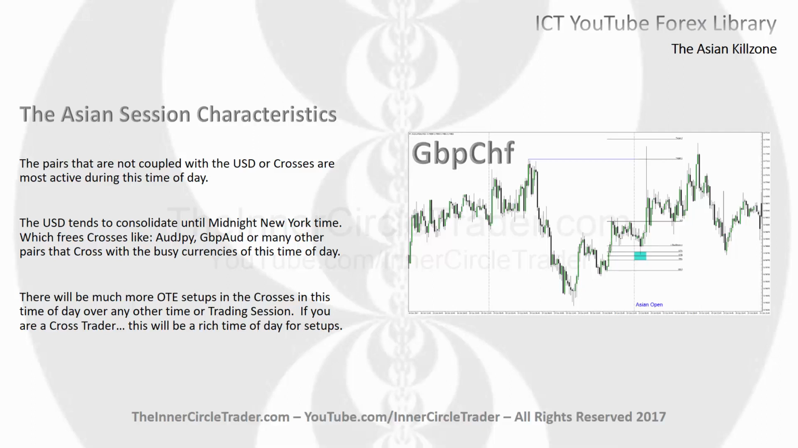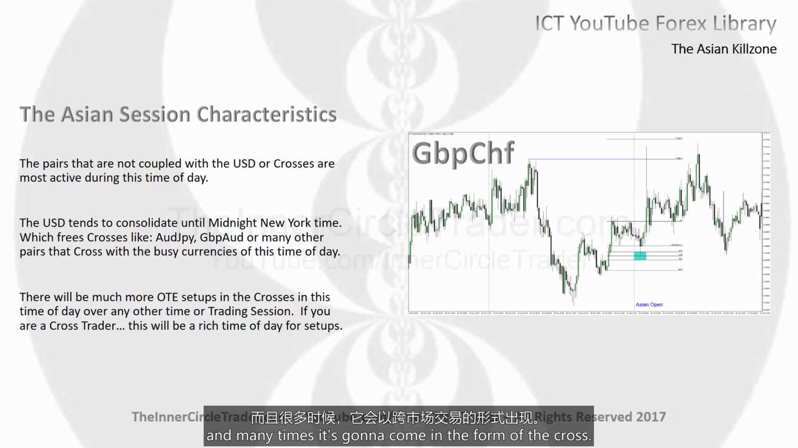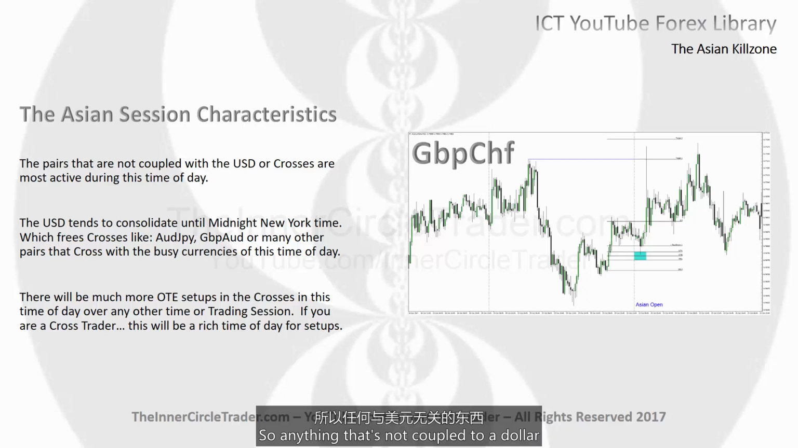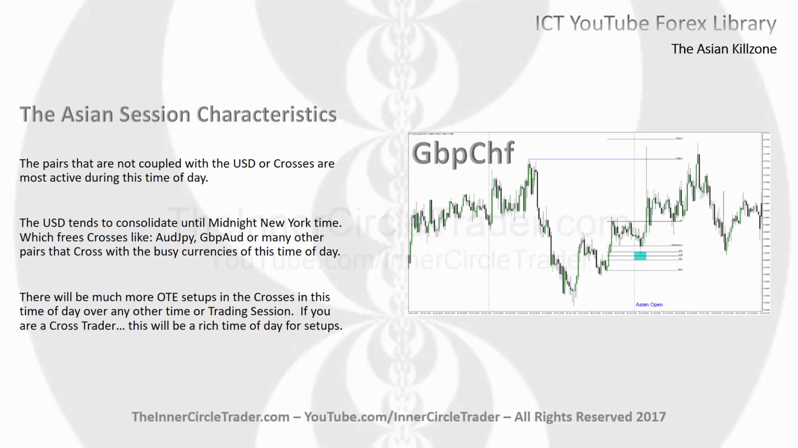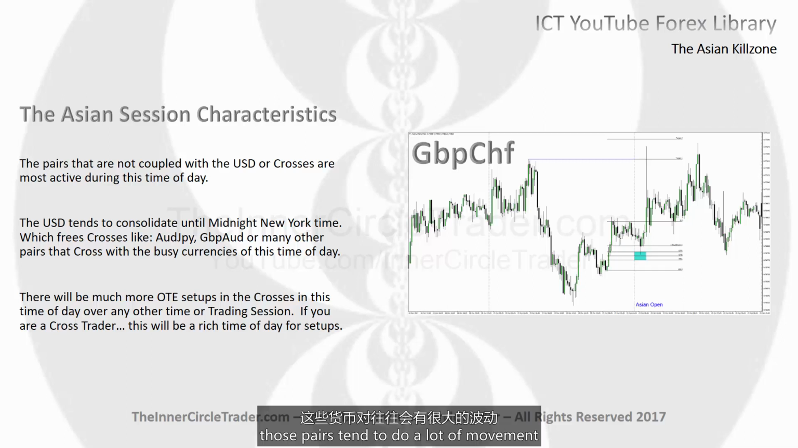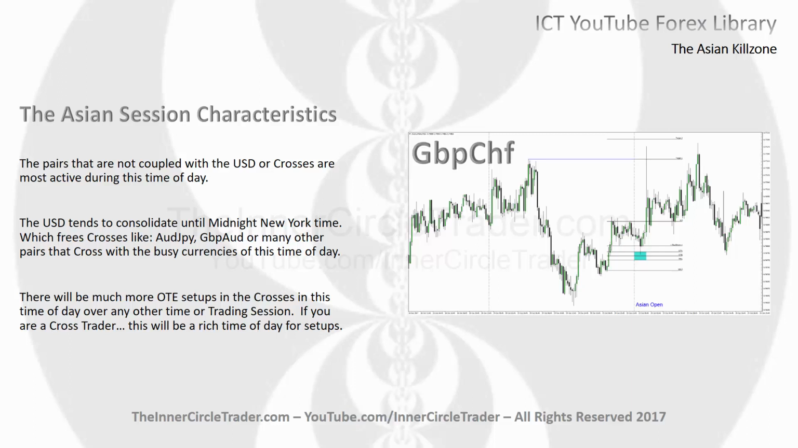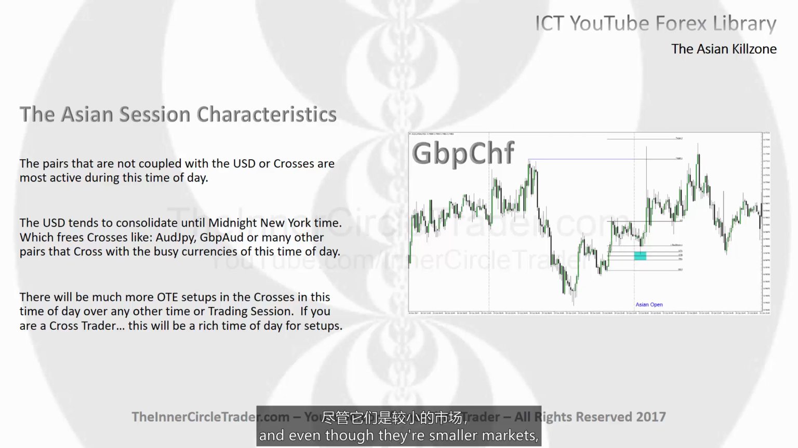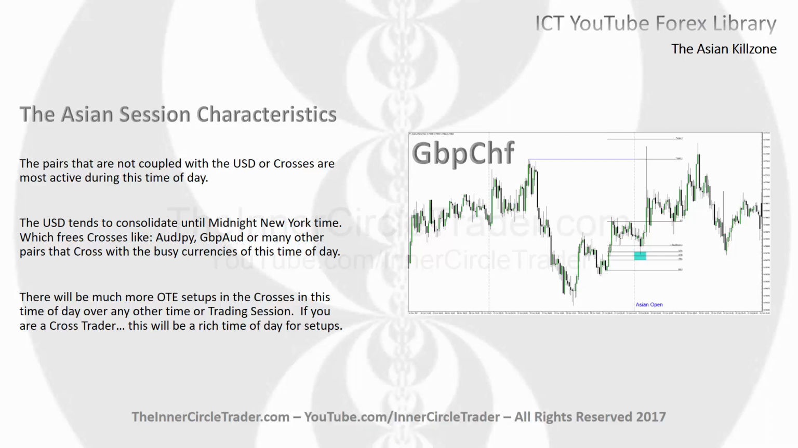Many times it's going to come in the form of the cross. So anything that's not coupled to a dollar but has a pair that's usually active during the Asian session, and again, that's the Aussie, New Zealand, the yen. Those pairs tend to do a lot of movement, because their countries are active. Their markets are open at that time, and even though they're smaller markets, they do start the financial day.